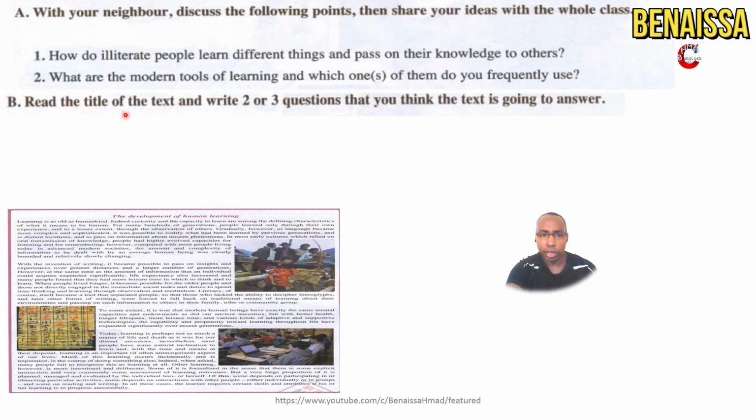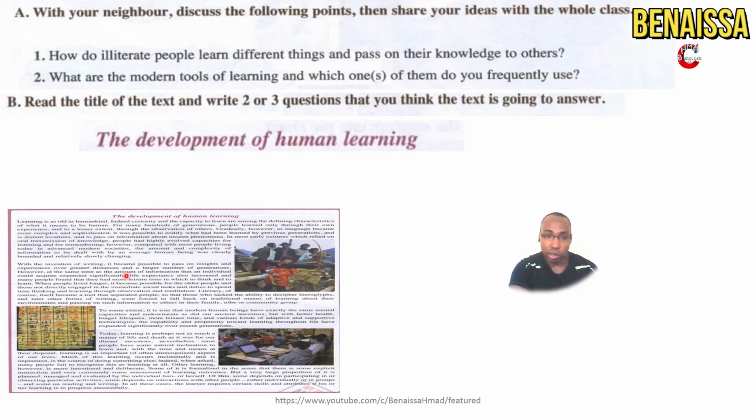Now let's read the title of the text and write two or three questions that you think the text is going to answer. The title: The development of human learning.